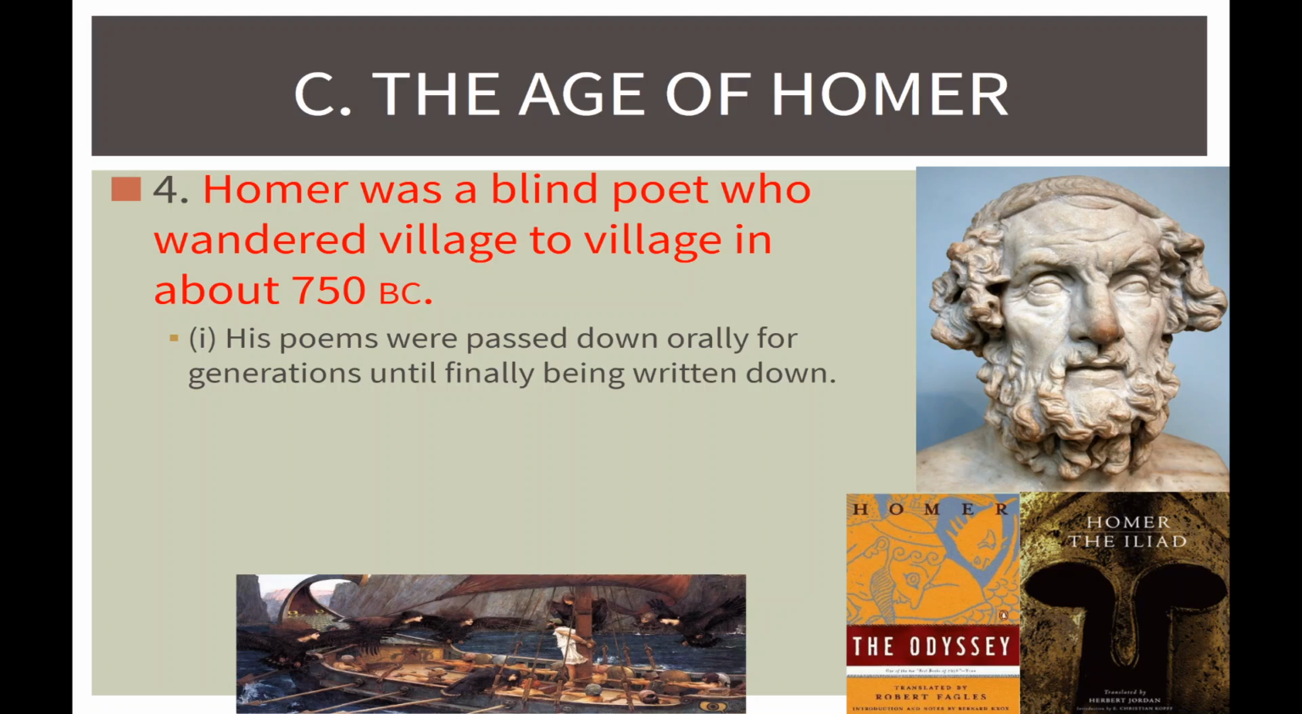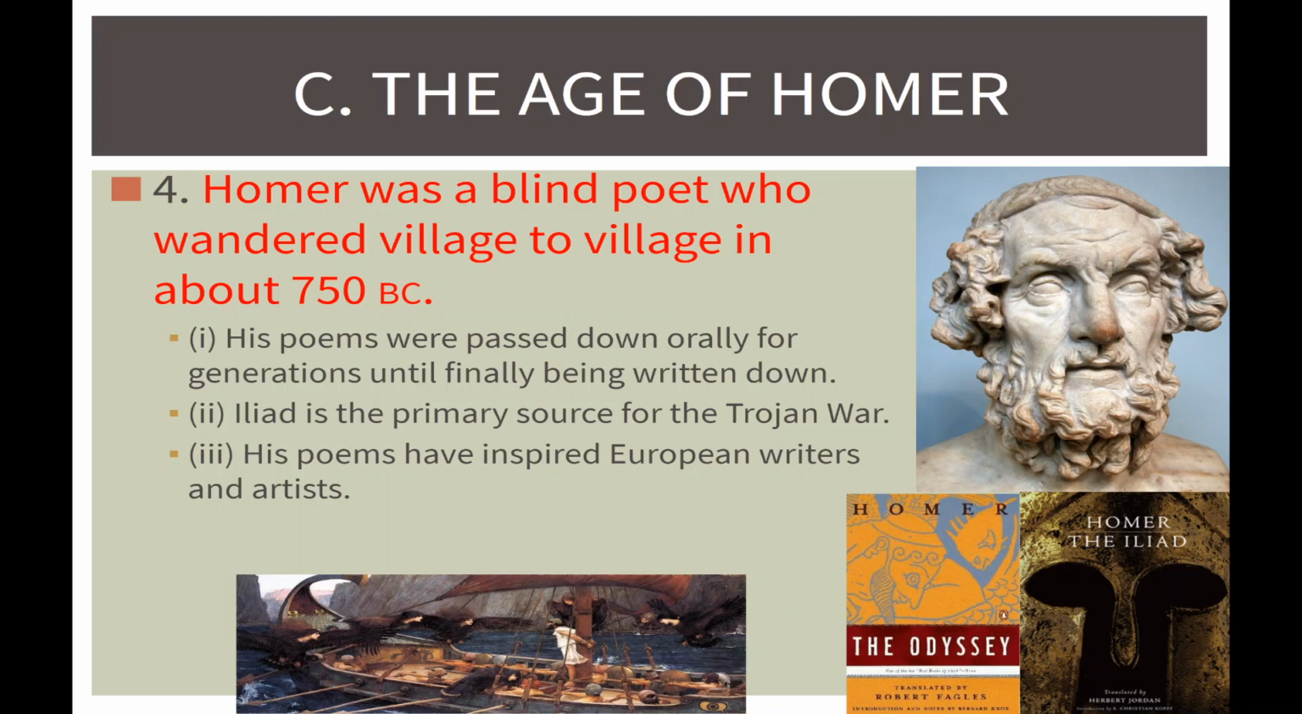Now, he doesn't tell these things by writing the stories and having people read them. He tells them by orally speaking to them from one generation to another. And some of the people who heard the stories are going to write them down, and that's how we're going to have the Odyssey and the Iliad. The Iliad is the primary source for the Trojan War itself. That and another book called the Aeneid, both of them are primary sources. His poems inspired many other European writers and artists. Homer is one of the most influential poets of all time, and very, very important to all of the things we're talking about here. So that's the end of our notes here.